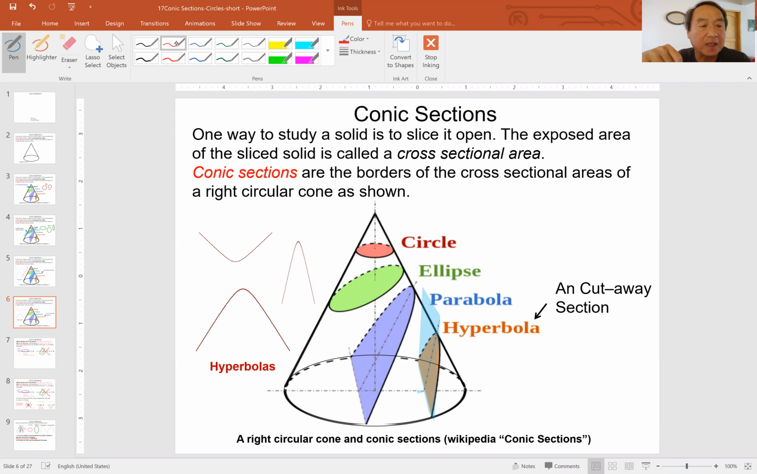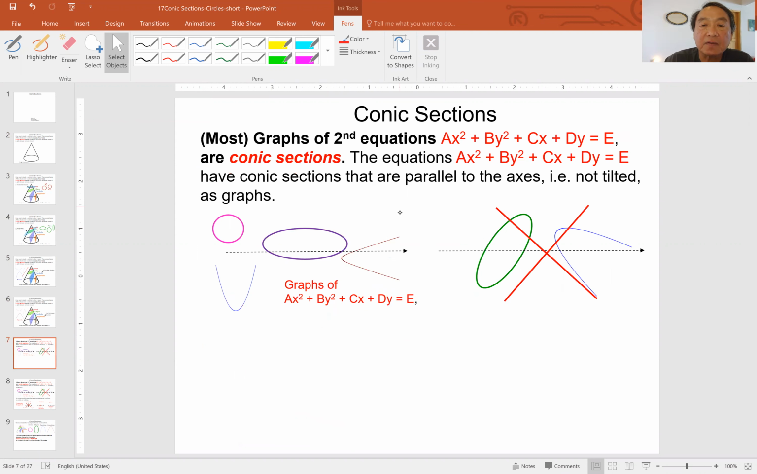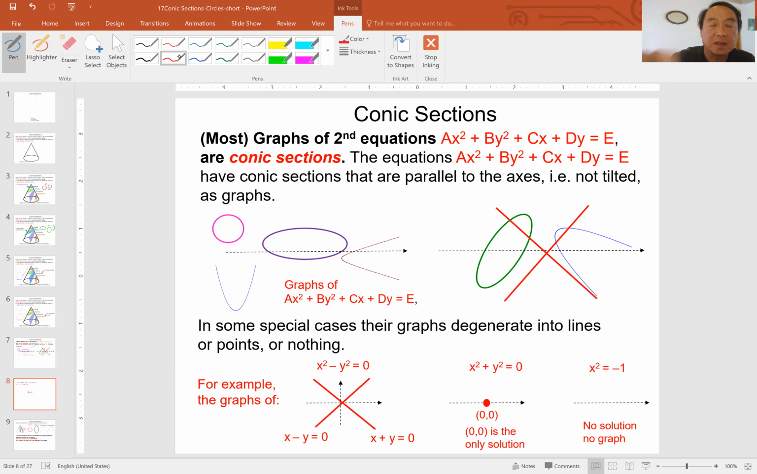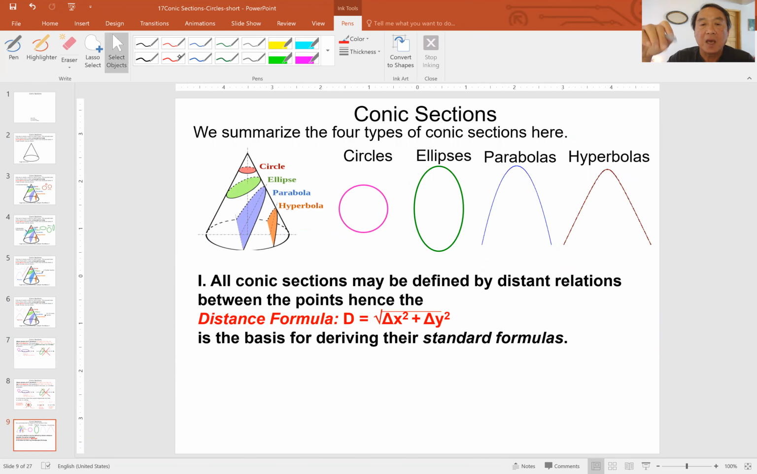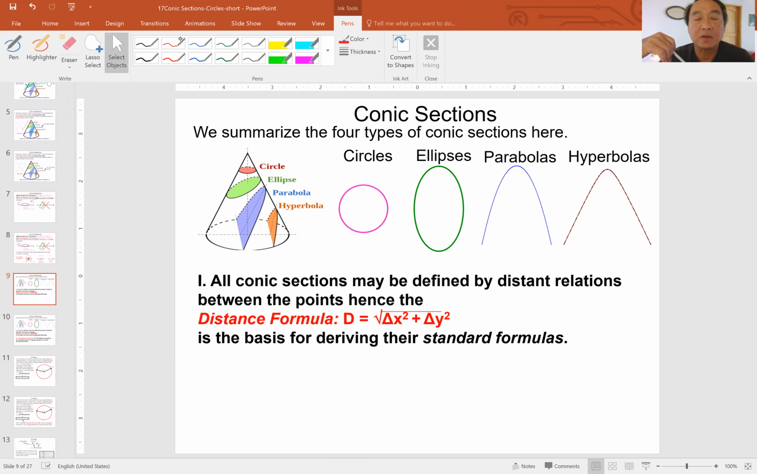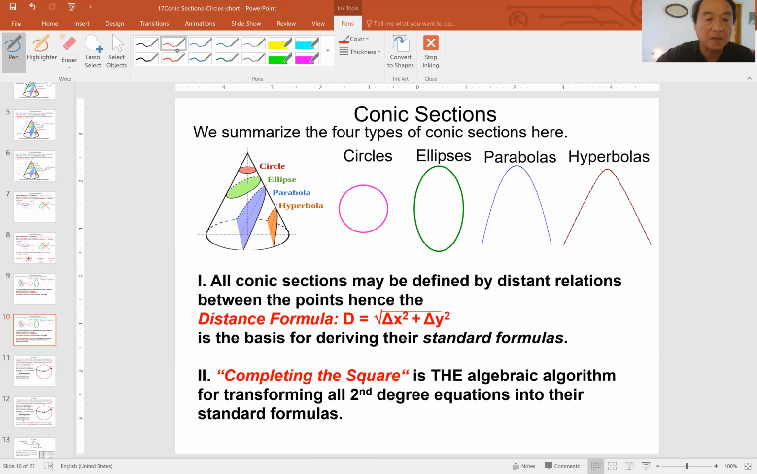They're called hyperbolas. And these 4 types of curves correspond exactly to the second-degree equations of this type, except I'm not talking about the degenerate cases, okay? And these 4 types of curves are related to distance because they can be defined through distance. And to go back to the algebra, which we'll look at, I'll call it completing the square.